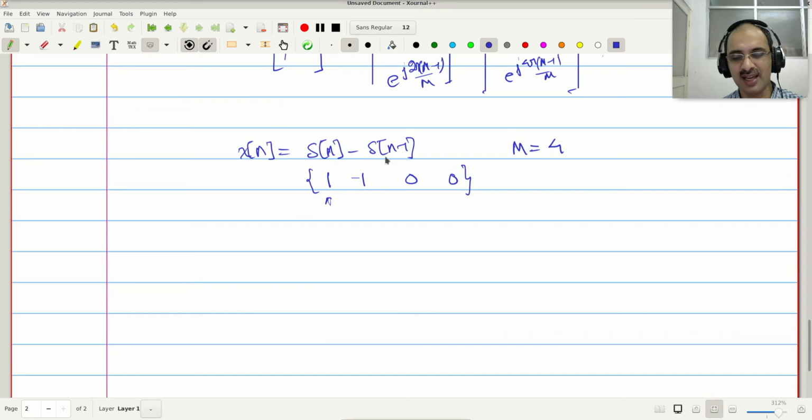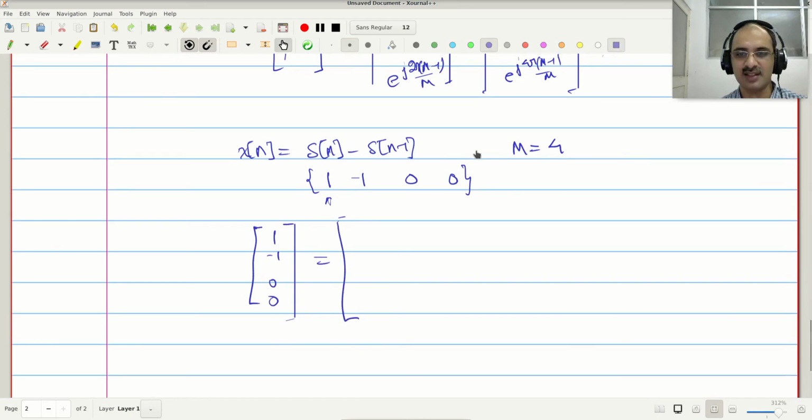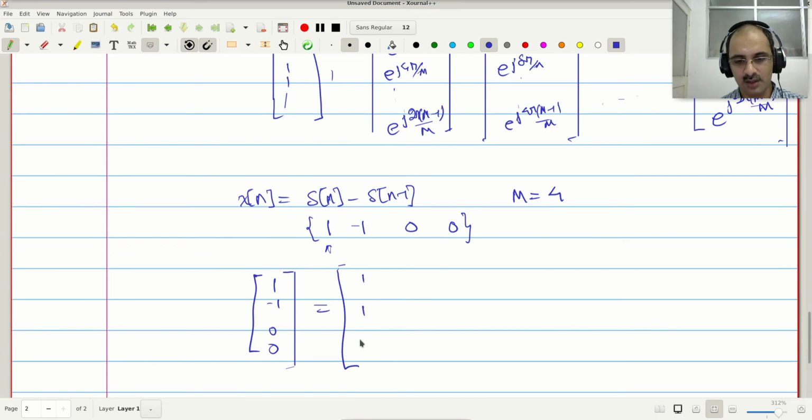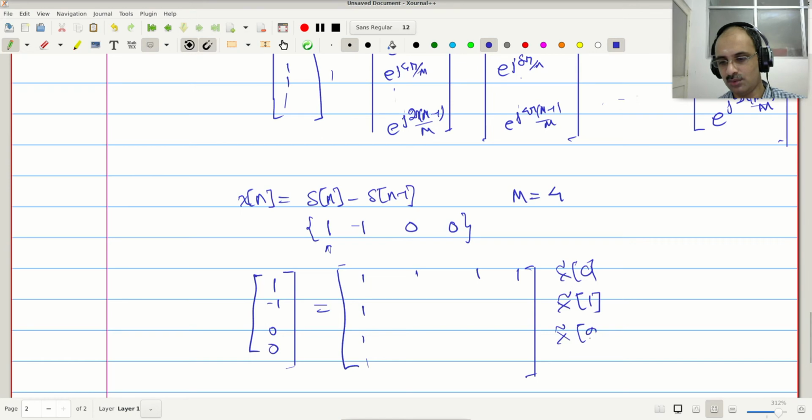Okay, so delta n, this is like 1 minus 1 0 0, right? Okay, so let's see what we get. So we have 1 minus 1 0 0. Okay, let's construct this matrix over here, consisting of these. I have 1 1 1 1 1 1 1. Okay, that part is clear. And then we'll have x tilde 0, x tilde 1, x tilde 2, x tilde 3.